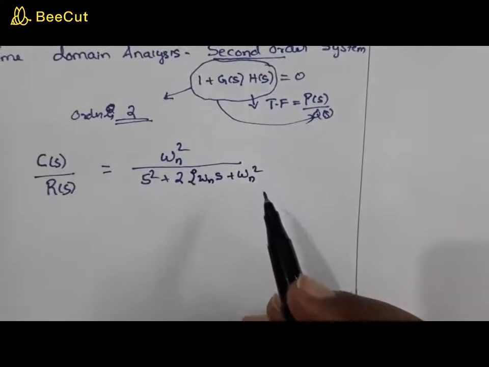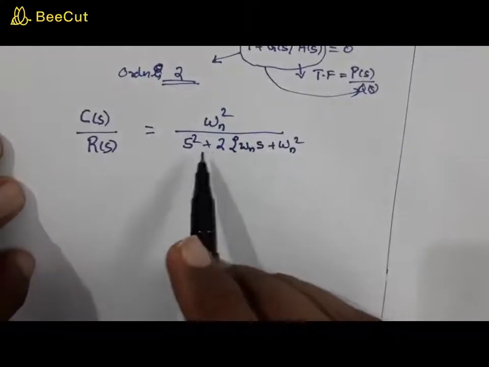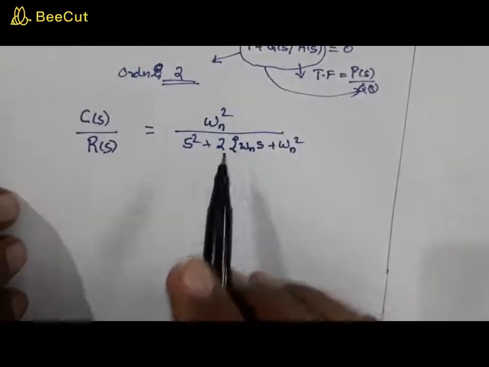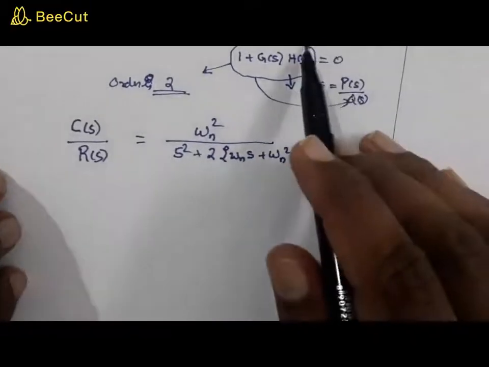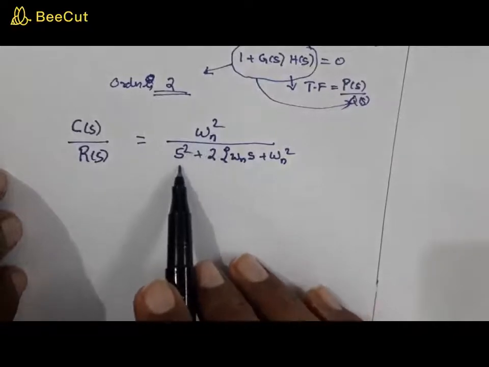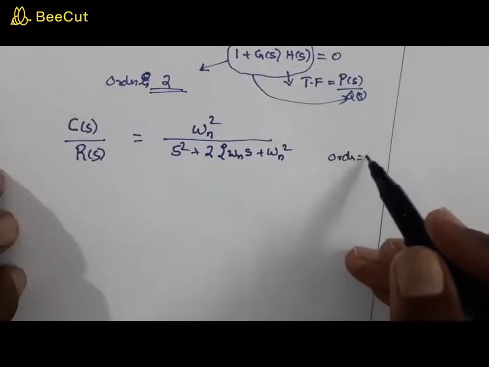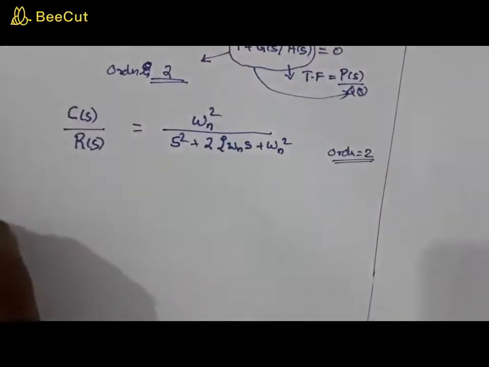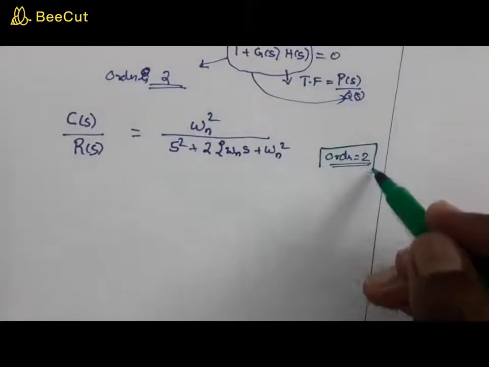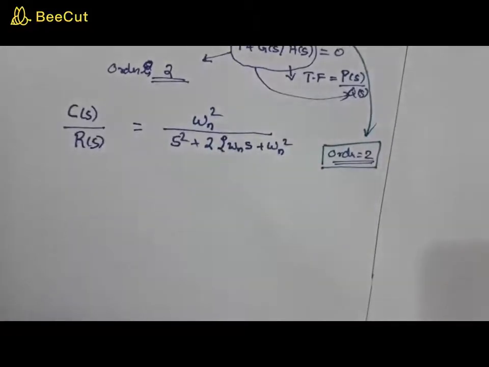Instead of 1 by Sτ plus 1, you have considered your C of S by R of S as this. Now look at the denominator polynomial. Before going into the details, let me just show that this transfer function is that of a second order system. That is, the characteristic polynomial or the denominator polynomial has an order equal to 2, which describes what a second order system is.